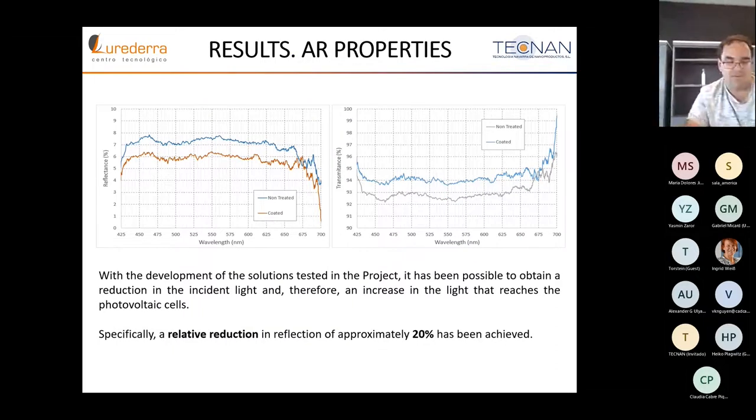Yes, hello, thank you, Julian. In a first step with the development of the solution of the project, it has been possible to obtain a reduction in the incident light reflection and an increase in the light that reaches the photovoltaic cells. As we can see in the graphs, we were able to achieve a reduction in the reflection from 7-8% to more or less 5-6%. That corresponds to a relative reduction of 20%.